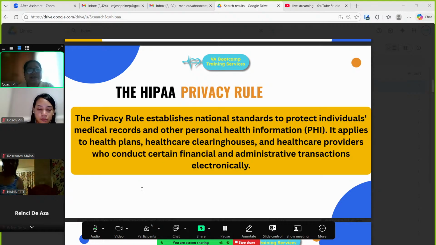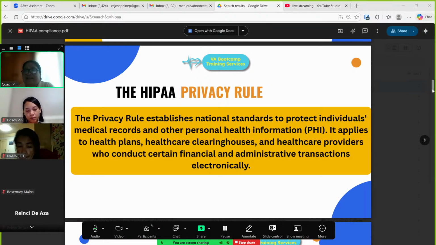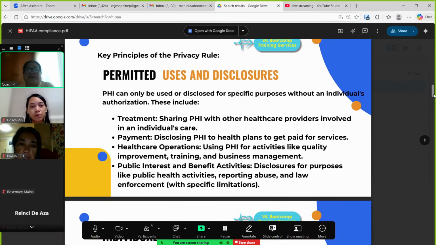All right. So the HIPAA privacy rule establishes national standards to protect individuals' medical records and other personal health information, or PHI. It applies to health plans, healthcare clearinghouses, and healthcare providers who conduct certain financial and administrative transactions electronically. All right. So what are the key principles of the privacy rule?